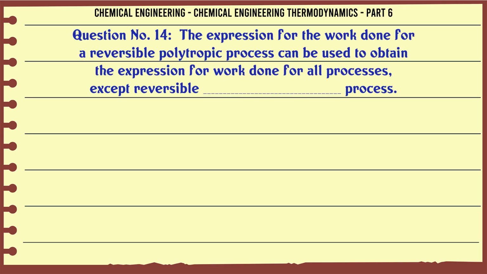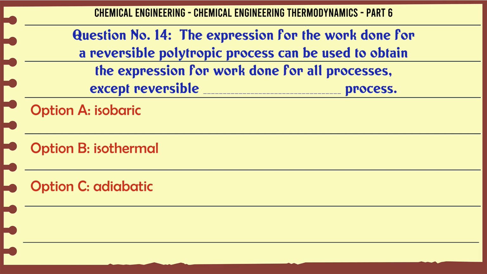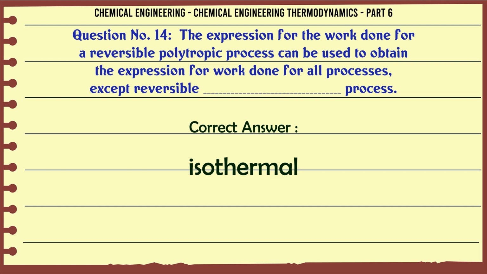The expression for the work done for a reversible polytropic process can be used to obtain the expression for work done for all processes except ___ reversible process. A) Isobaric, B) Isothermal, C) Adiabatic, D) None of these. The correct answer is isothermal.